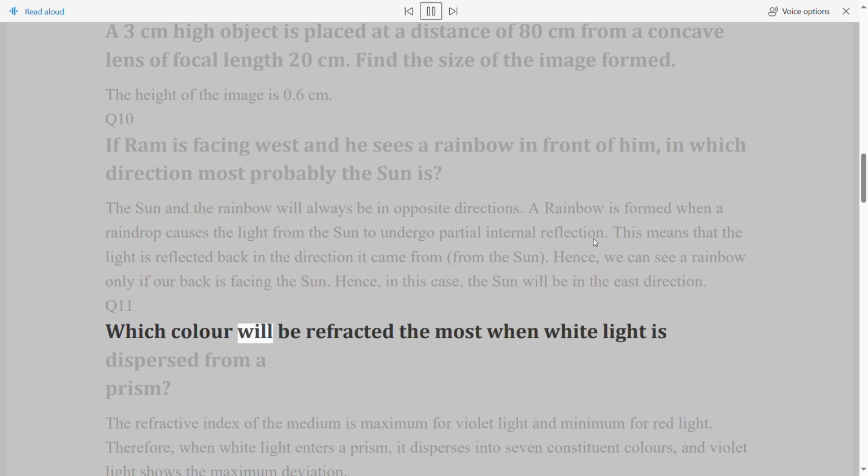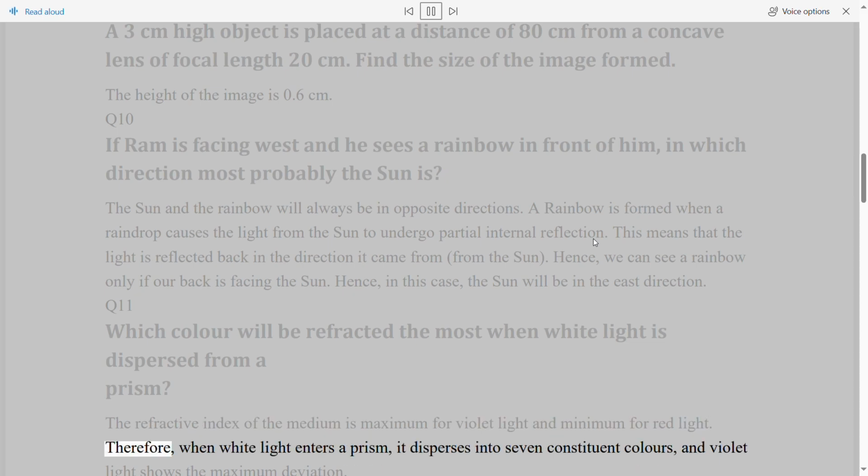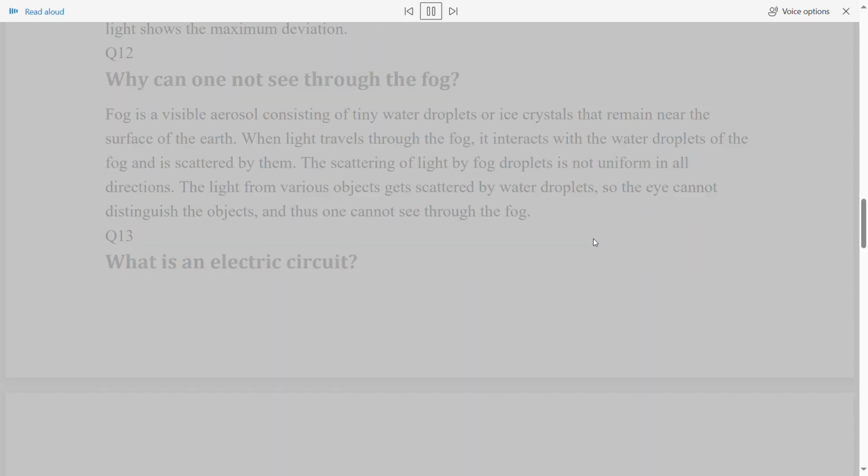Q11. Which color will be refracted the most when white light is dispersed from a prism? The refractive index of the medium is maximum for violet light and minimum for red light. Therefore, when white light enters a prism, it disperses into 7 constituent colors, and violet light shows the maximum deviation.